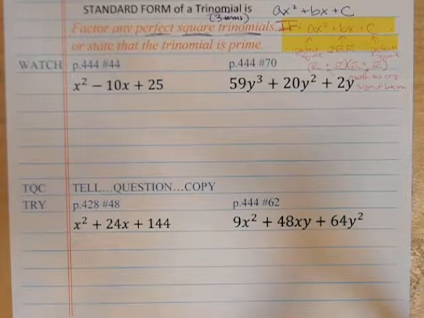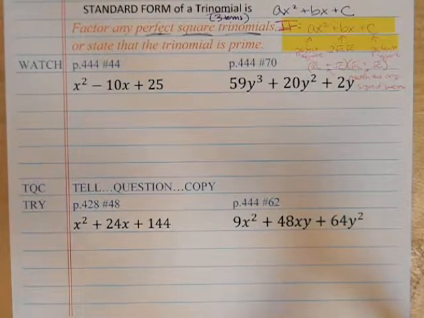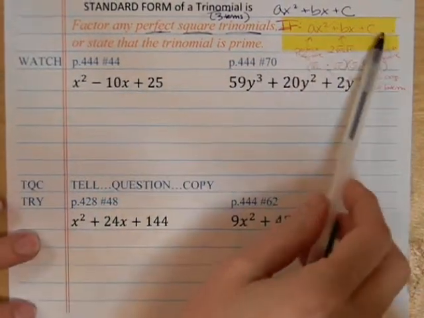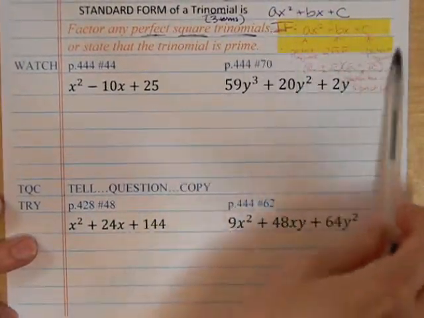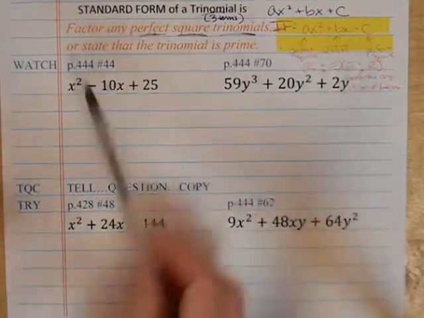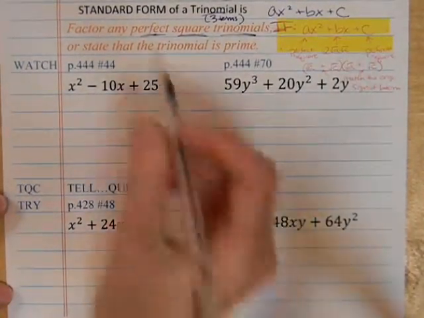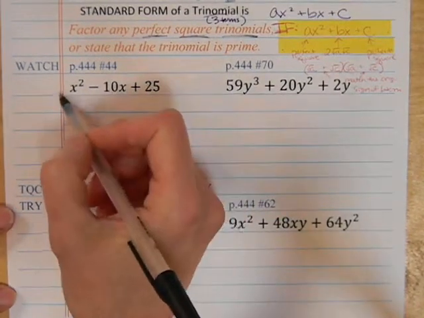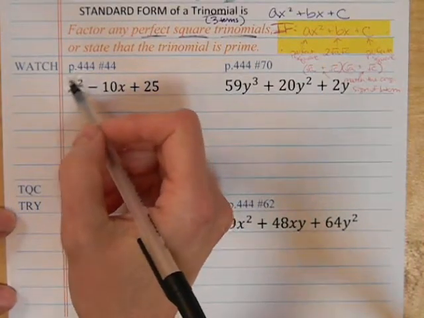Okay, we are at the examples now, and I tried to leave in view what we're talking about, the perfect square trinomials. And let's look at number 44 from page 444. A lot of fours there.